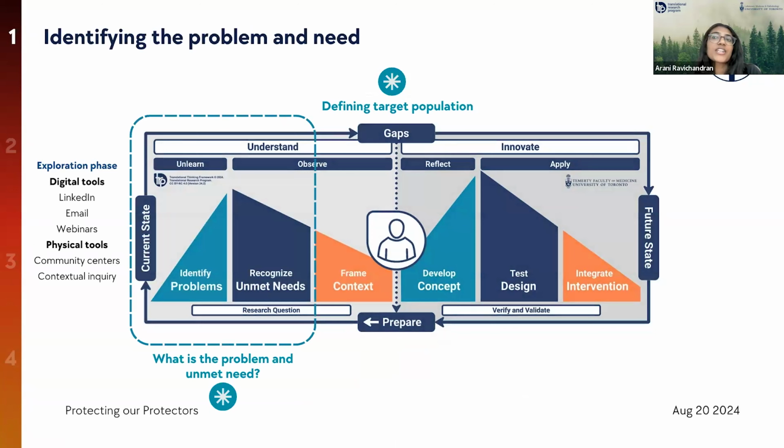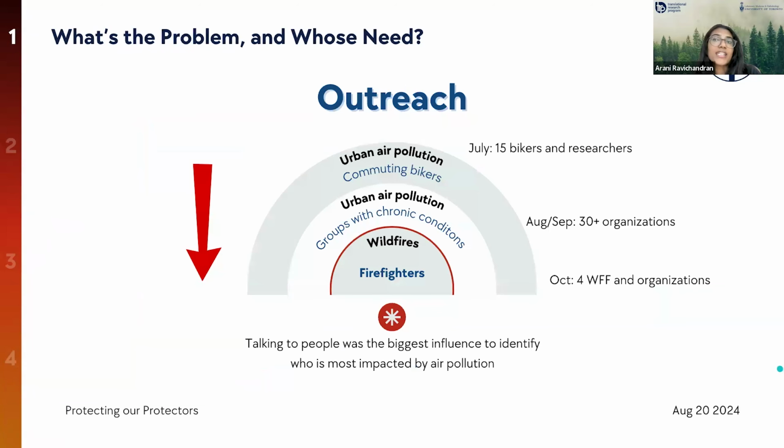The first step we took to define our target population was asking the question, what is the problem and whose need is it? We started this by engaging with people and used a variety of outreach tools listed on the screen. Talking to people was the biggest factor in helping us identify who is most impacted by air pollution and where there is a need and desire to improve the current state.